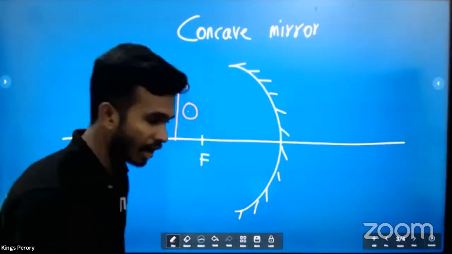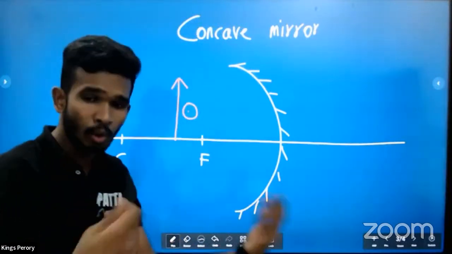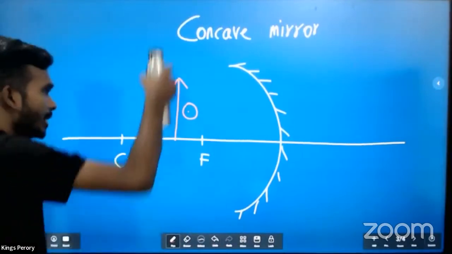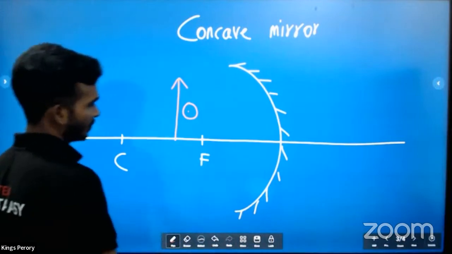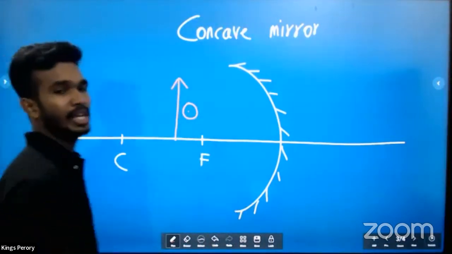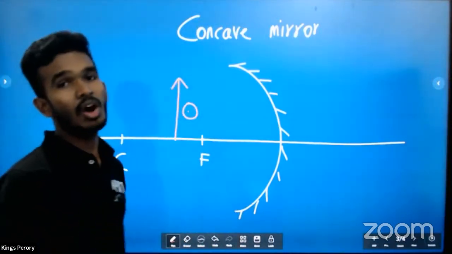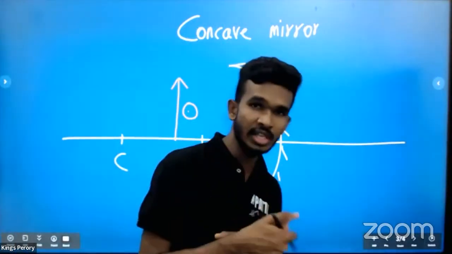Now, if you don't like an arrow, you can keep a pen. If you don't like a pen, you take my water bottle and keep it in front of you. But for the easiness of drawing, what we always do is take an arrow and keep it in front. The arrow is the object.